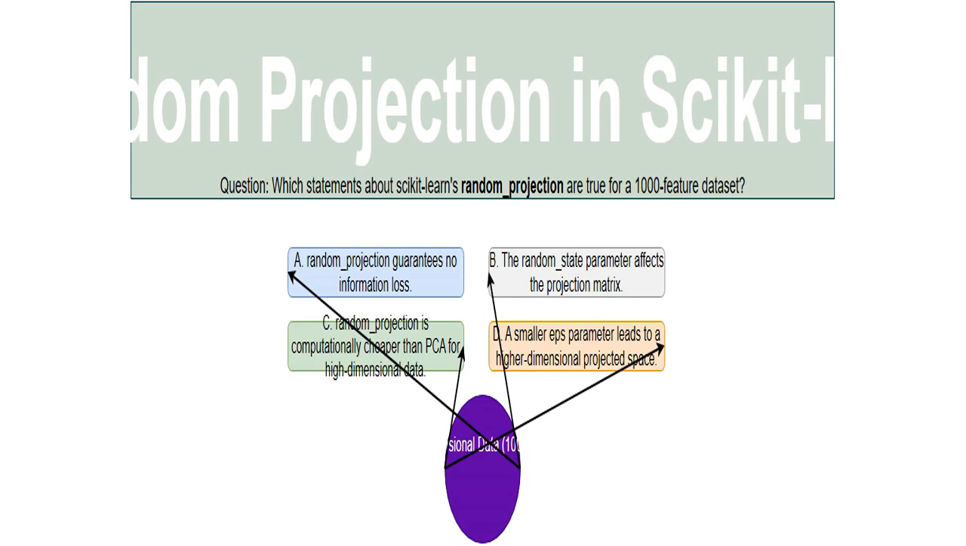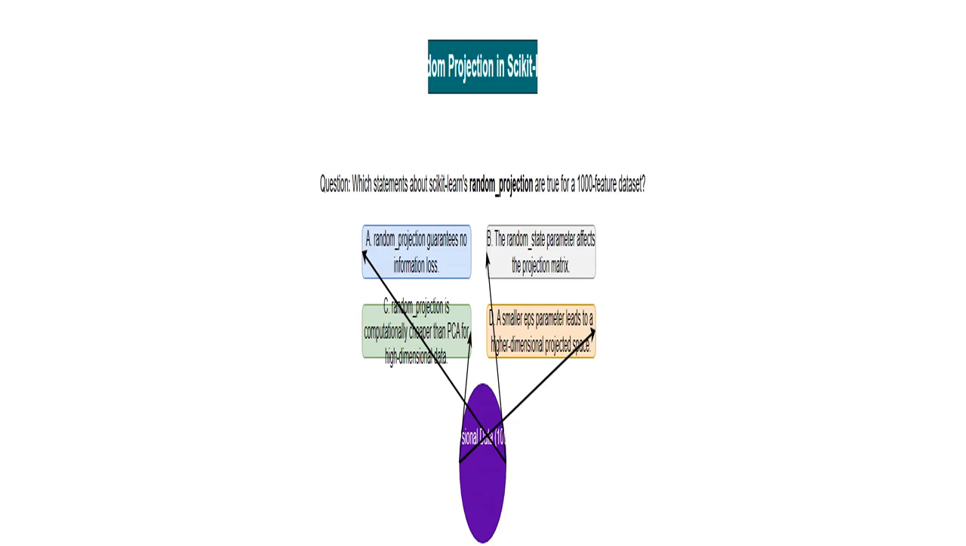We're exploring scikit-learn's RandomProjection method, a technique used to reduce the number of features, dimensions, in a dataset. Think of it like summarizing a long story. You keep the important parts while leaving out the less crucial details. This is particularly useful when dealing with high-dimensional data, like the 1,000 features in our problem. This question tests your understanding of how RandomProjection works. We'll examine several statements about it and decide if they're true or false.